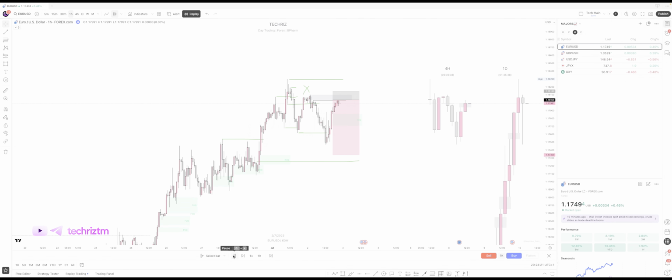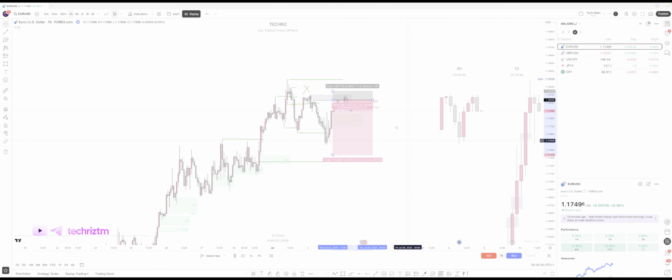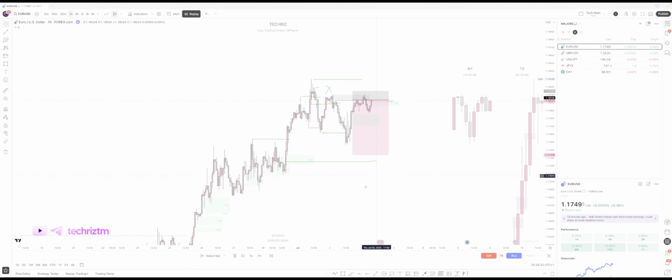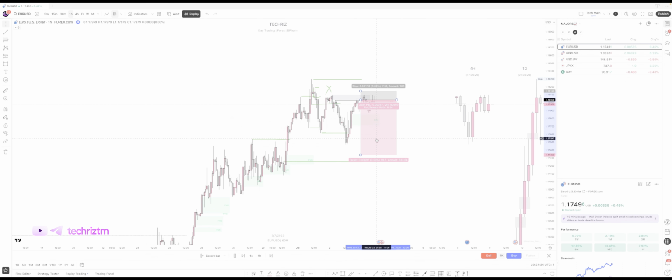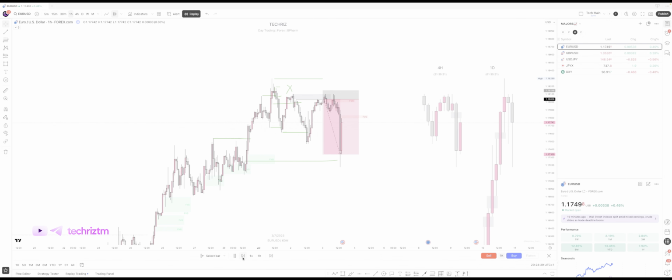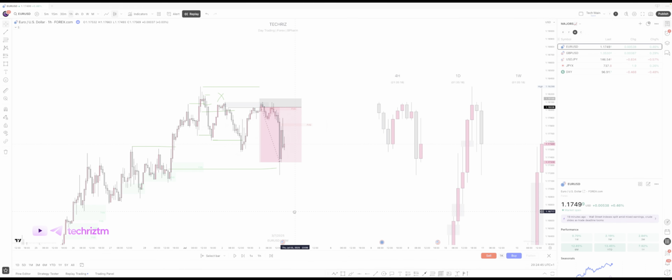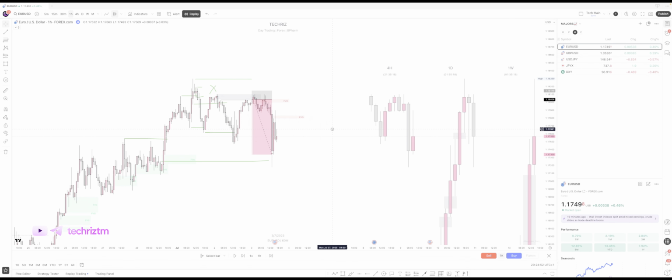So we have a tap into the points of interest. Boom, can you see that? That was very, very fast. Now this was the first sell. Remember, we are still selling because we are still very bearish.